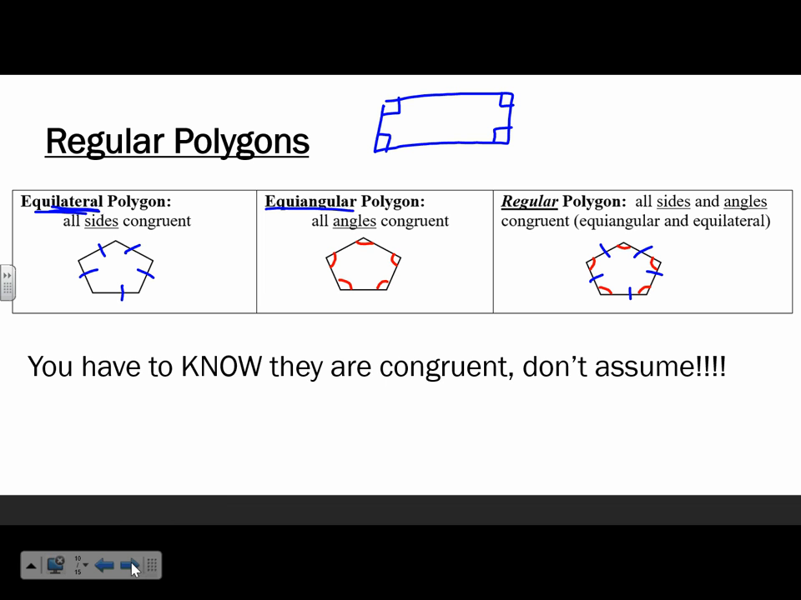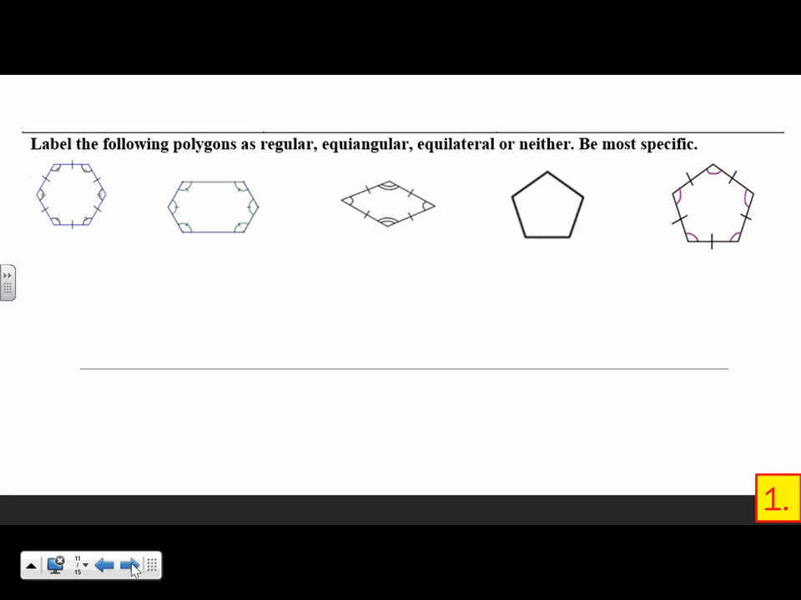Now, last but not least, you have to know that they're congruent. You can't just assume. So for these, I marked those as we went through just to make sure you got that visual. But unless they put the little marks or unless they describe something or tell you something, you can't just assume that they're congruent. We'll talk about that here in a second with these. So label the following polygons as regular, equiangular, equilateral, or neither.